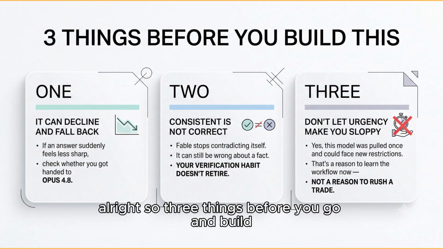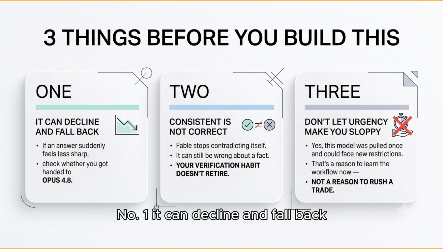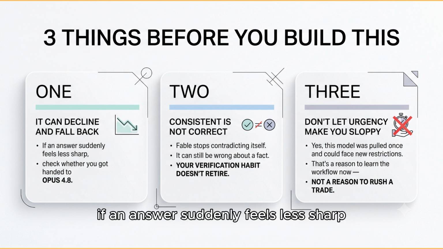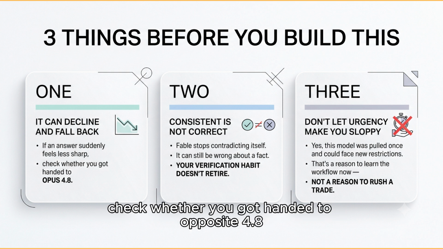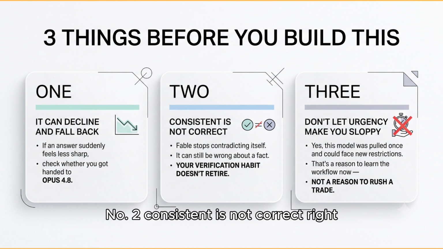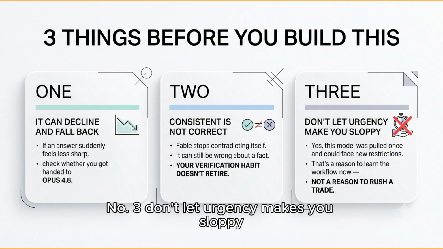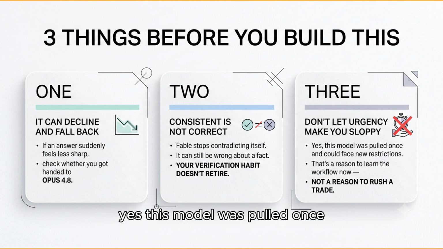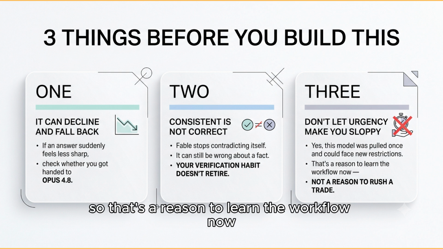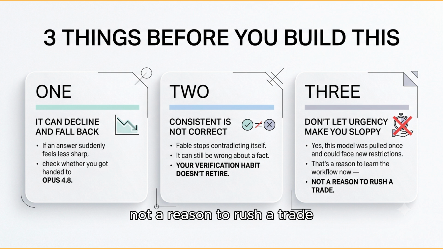So 3 things before you go and build. Number 1, it can decline and fall back. If an answer suddenly feels less sharp, check whether you got handed to Opus 4.8. Number 2, consistent is not correct, right? Fable stops contradicting itself. It can still be wrong about a fact. So your verification habits do not retire. Number 3, don't let urgency make you sloppy. Yes, this model was pulled once and could face new restrictions. That's a reason to learn the workflow now, not a reason to rush a trade.